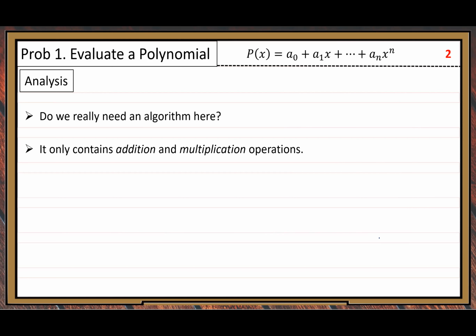Much faster, right? It only contains addition and multiplication operations. So the things we need to do are so simple. Additions and multiplications, so simple. How can we make it much faster? Let me give you some hint here.